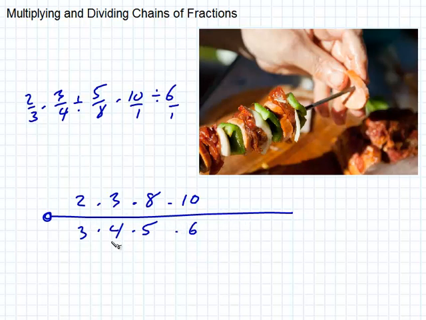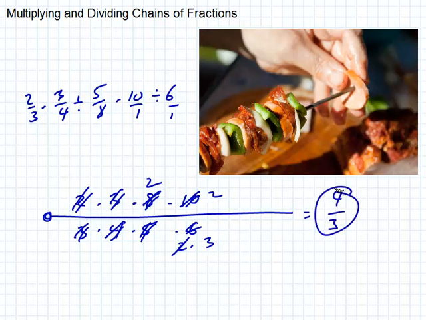Let's see what we can do. Here's a 4 and here's an 8. If I divide out the 4, I get a 2. Here's a 3 and here's a 3. Here's a 5 and here's a 10, leaving a 2. 6, I could replace it as 2 times 3. And this 2 cancels any one of those 2's. And so what I'm left with is 2 times 2 is 4 on top and 3 on the bottom, 4/3.